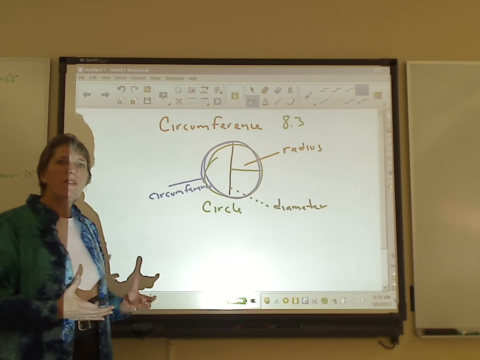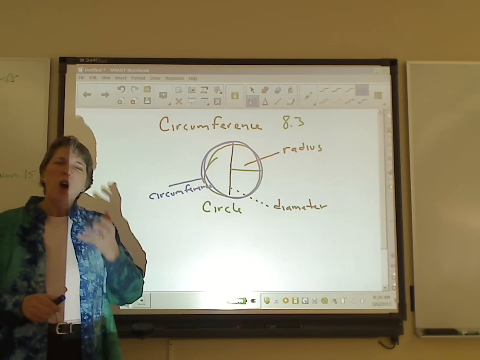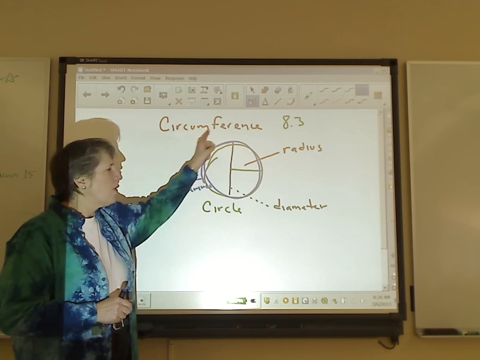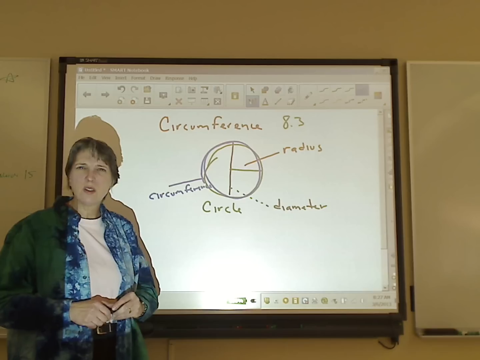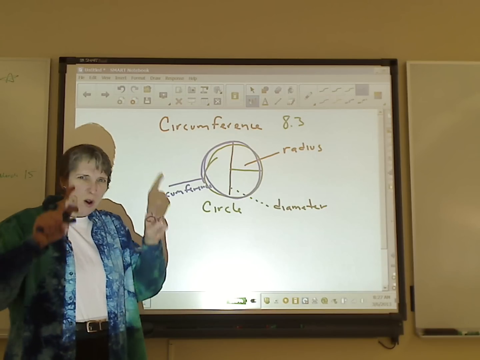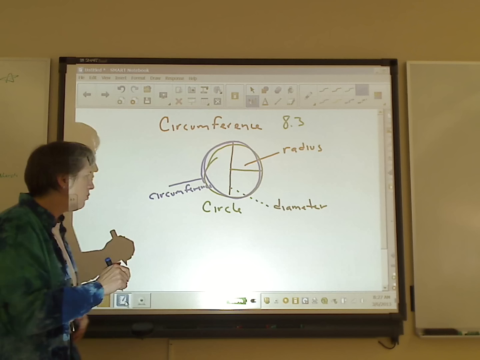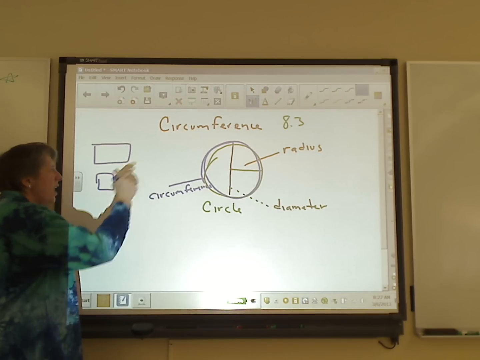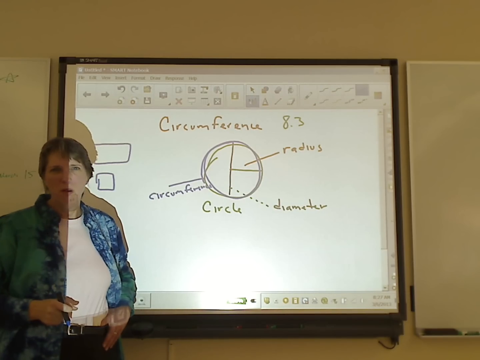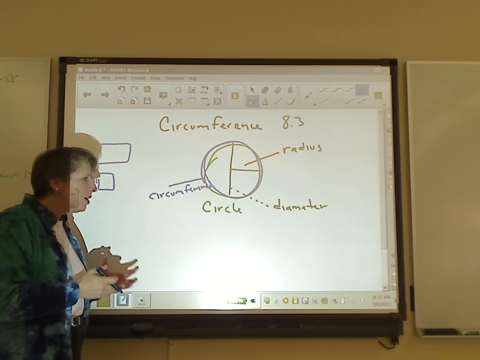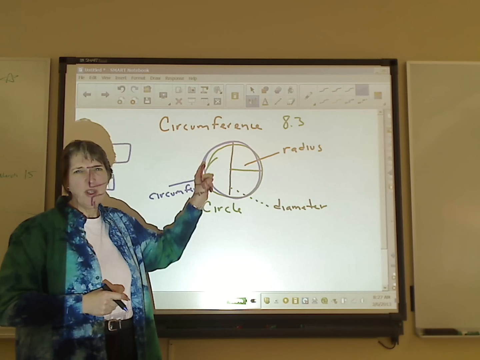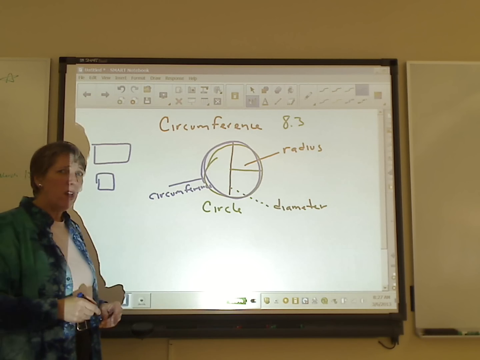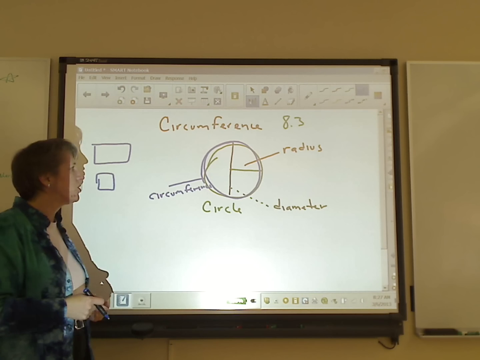Circumference only deals with circles. It's the distance around the circle. So what do we call the distance around a rectangle, or a square, or these other things? They're not called circumference, they're called perimeter. We don't call the circumference perimeter because a circle doesn't have sides. We talk about the distance around the circle. So you need to know that circumference is the distance around the circle.